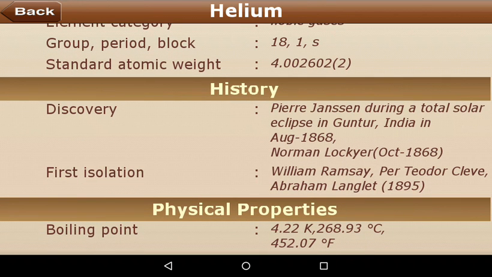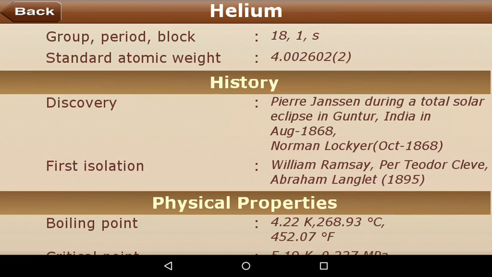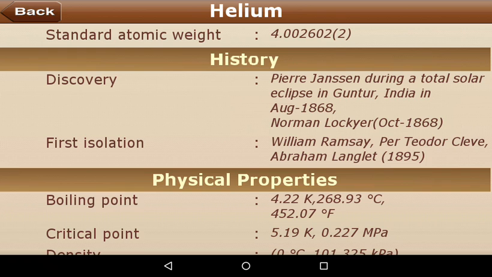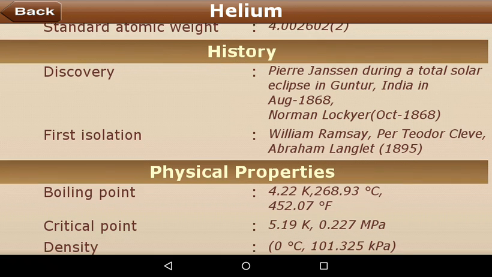It is found in group 8, that is group 18 of the periodic table, and it is not a transition element. That's why it is in group 8, period 1, and the s block. As you can see, the standard atomic weight is 4.002602, and that is just a brief summary of it.